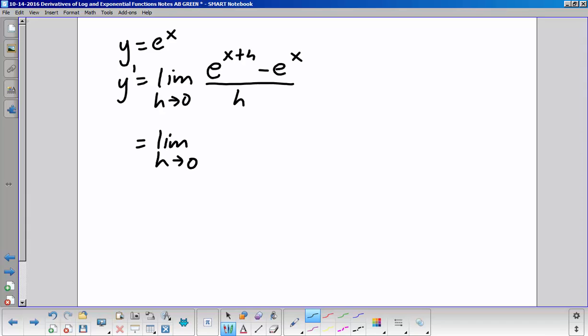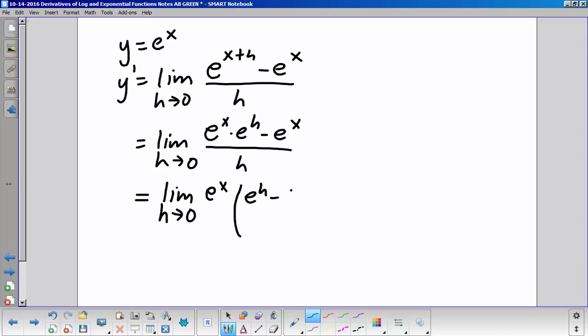Do we remember? We break this up using the properties of exponentials. If you are adding your exponents, you can bust it up with multiplication. And so can I factor out an e to the x? This is the limit as h goes to 0 of e to the x times e to the h minus 1 over h. And last time we came up with this limit as one of the ones we should know. And what does it equal, everybody? 1. This equals 1. And so the derivative of e to the x is just itself.